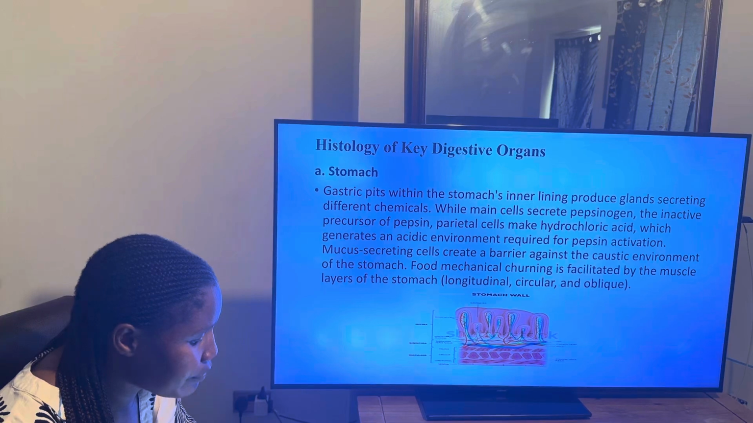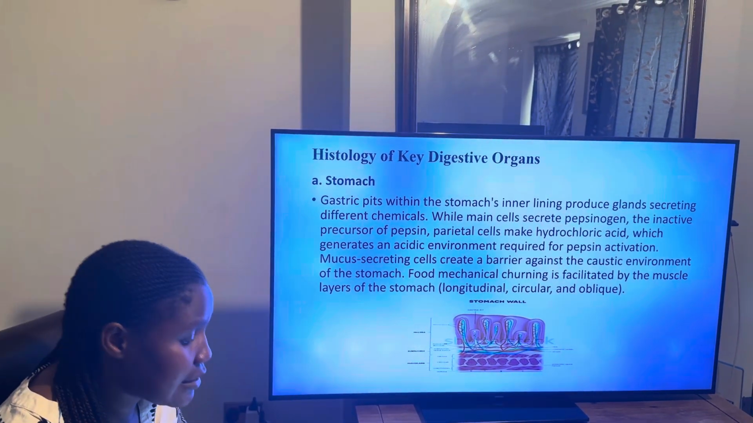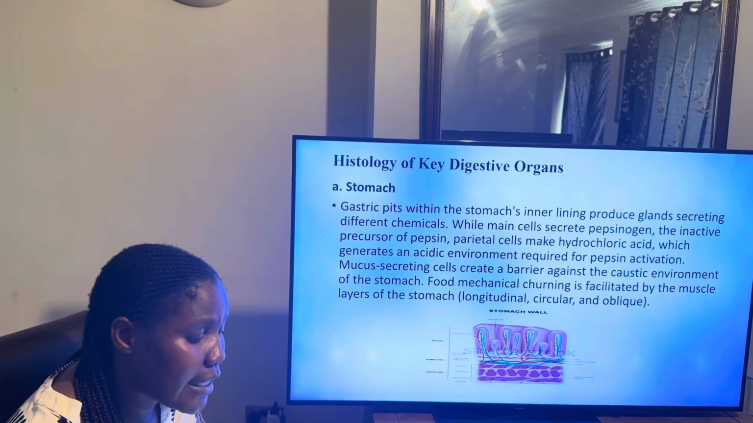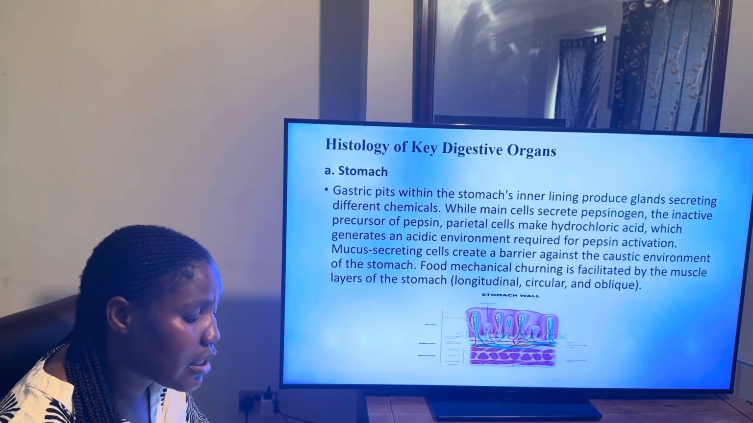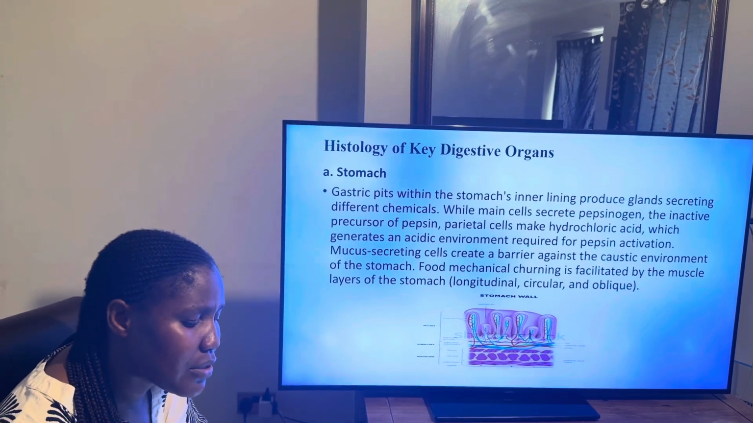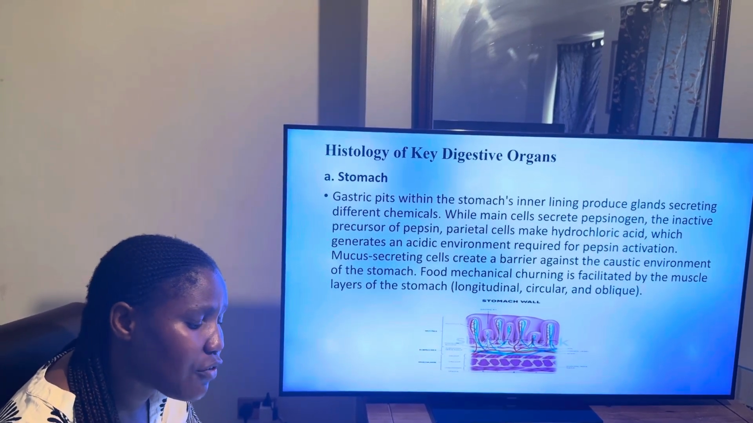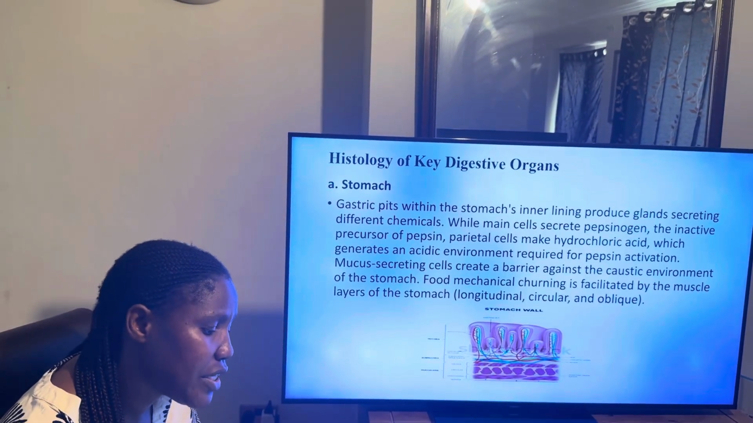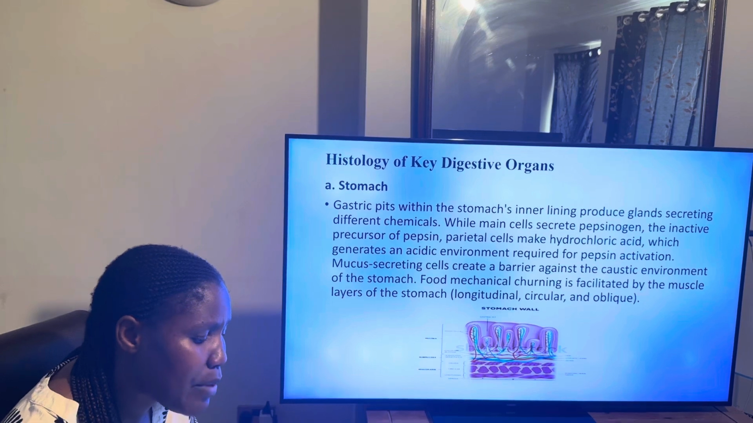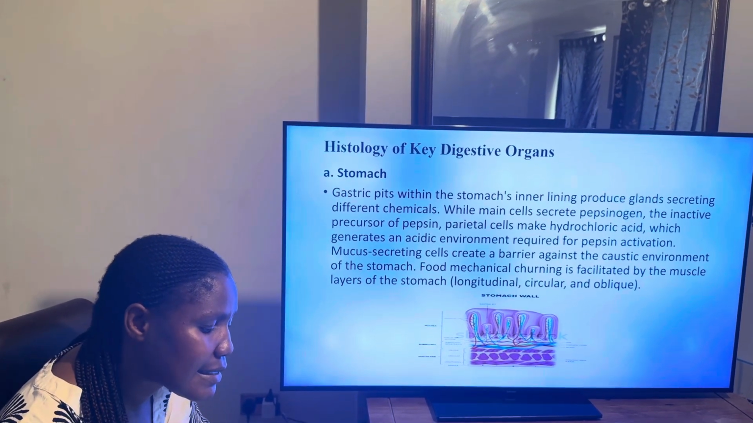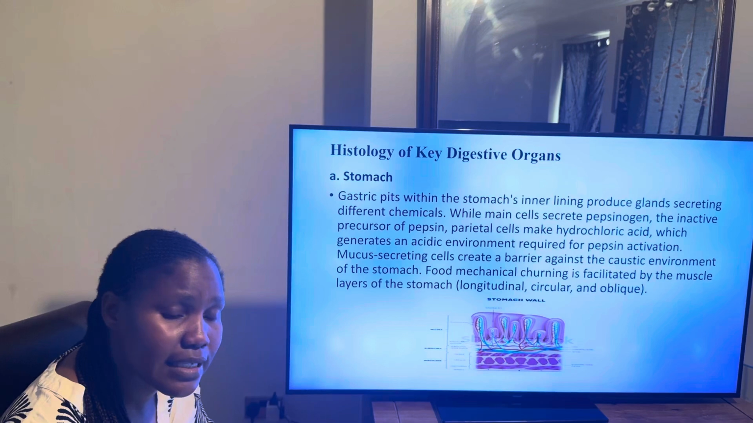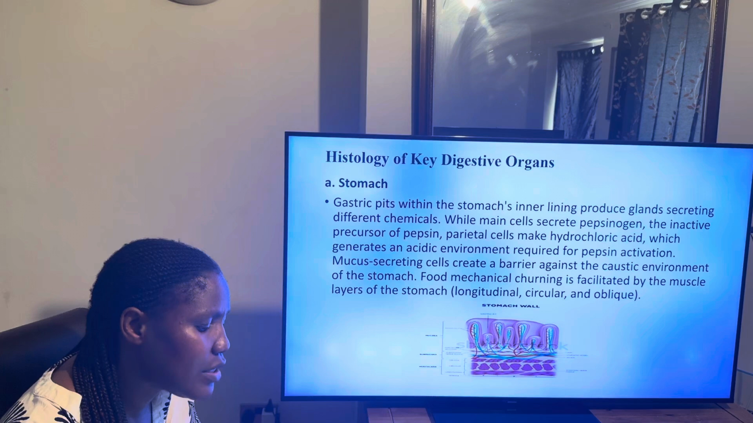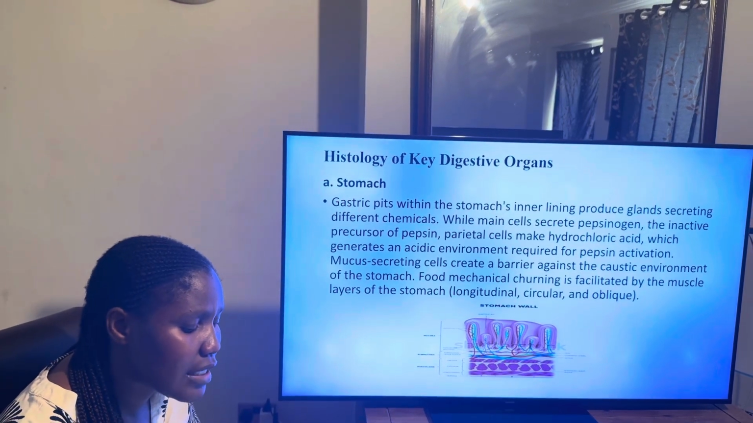We move on to the histology of the key digestive organs. We start with the stomach. Gastric pits within the stomach's inner lining lead to glands secreting different chemicals. While chief cells secrete pepsinogen, the inactive precursor of pepsin, parietal cells make hydrochloric acid, which generates an acidic environment required for pepsin activation. Mucus-secreting cells create a barrier against the caustic environment of the stomach. Food's mechanical churning is facilitated by the muscle layer of the stomach: longitudinal, circular, and oblique.